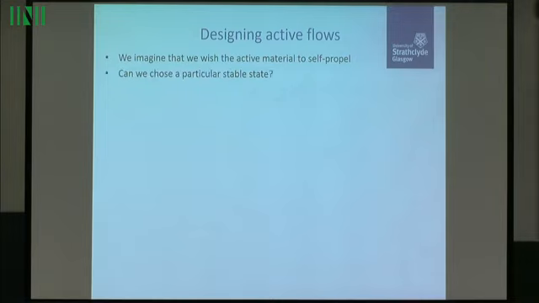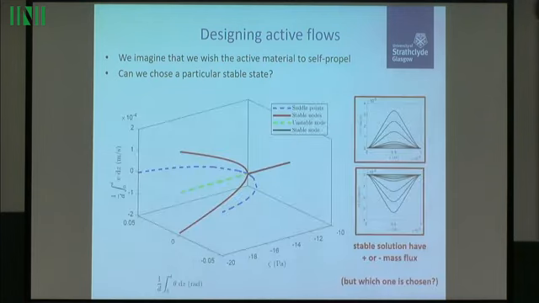So can we choose a particular state, whatever organism I'm using as my active nematic? If my active nematic is extensile, so I've got a negative activity parameter, we would definitely want to have one of these solutions. This has got mass flux, there's a great big flow in one direction. But which one should we choose? Or which one do we choose? Maybe we want it to go in the positive direction.